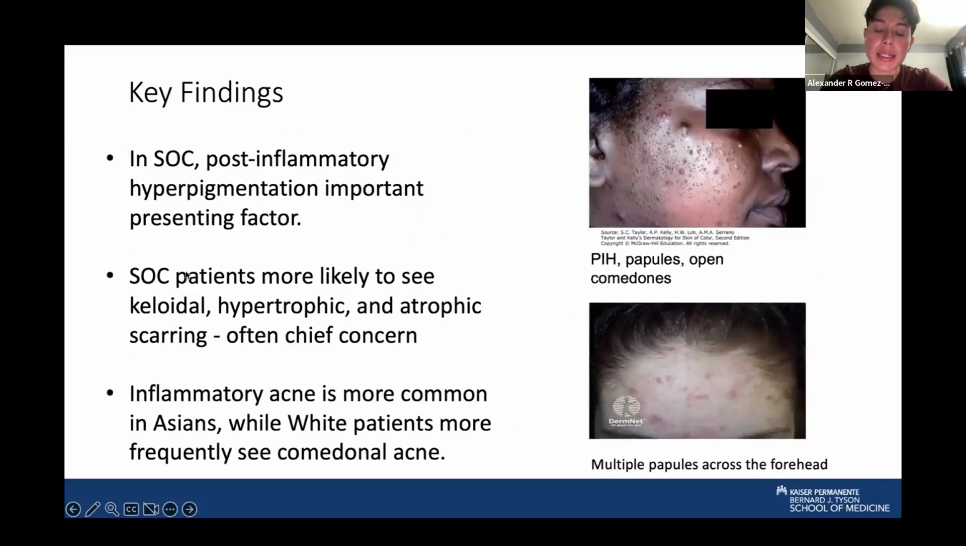Another concern with acne and skin of color is their increased risk for post-inflammatory hyperpigmentation. Even when the bumps resolve, there's this deep hue pigment associated with the healing process of acne that could take months and years on people with skin of color versus people with non-skin of color. And there's also a heightened risk for keloids, trophic scarring, that can be addressed in people with skin of color.